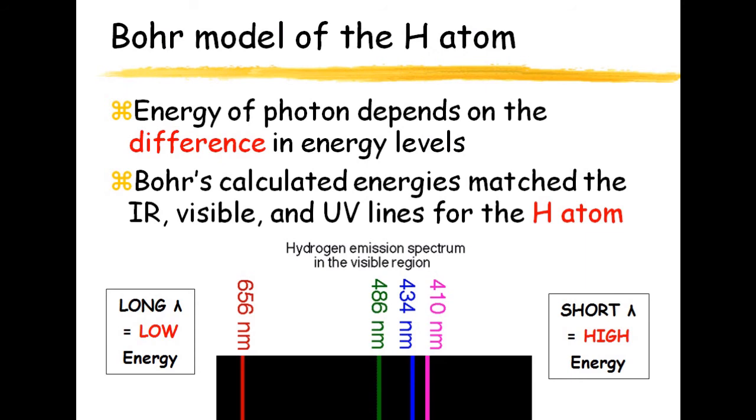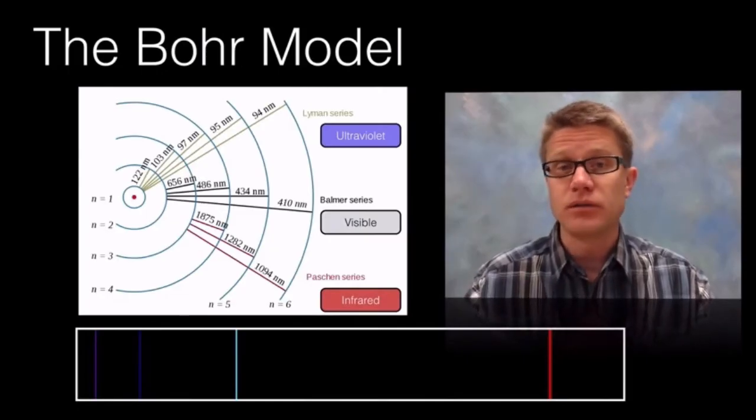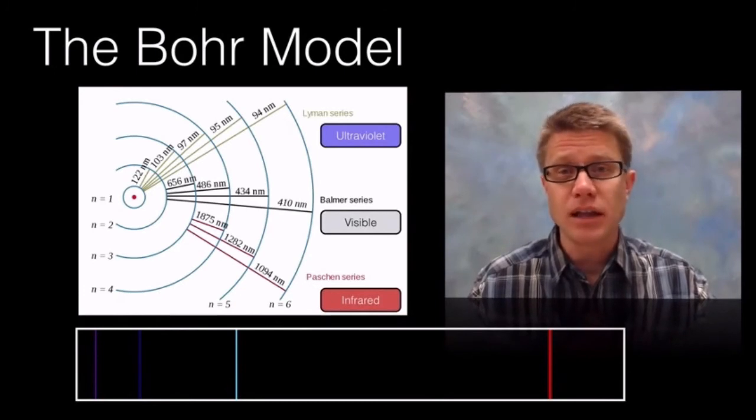Bohr calculated energy matched the infrared, visible, and ultraviolet lines for hydrogen. So here we have low energy with the red light and higher energy with the violet light. That they were seeing these discrete units of light. And so where was that light coming from?